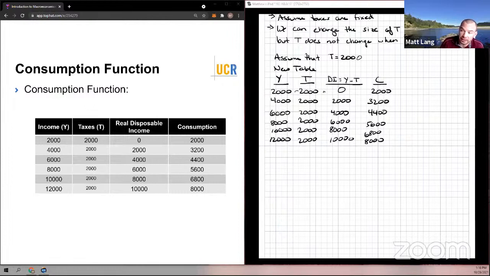And again, if you want to change things and say, okay, well, what happens if taxes go from 2,000 to 1,000? Right. That would change your disposable income. That would change your consumption. Right. And we can start to think about that in a bigger picture sense. Now, before we do that, so what does DI mean? DI is going to be that disposable income.